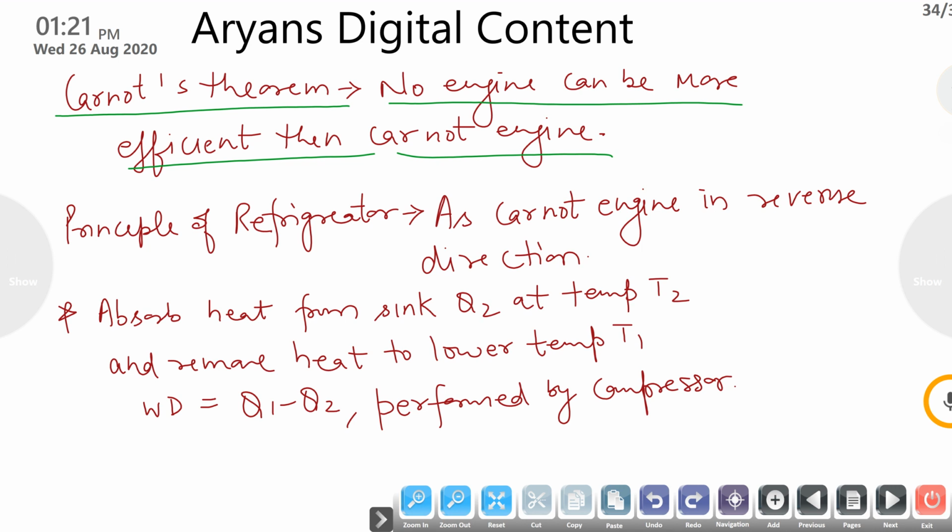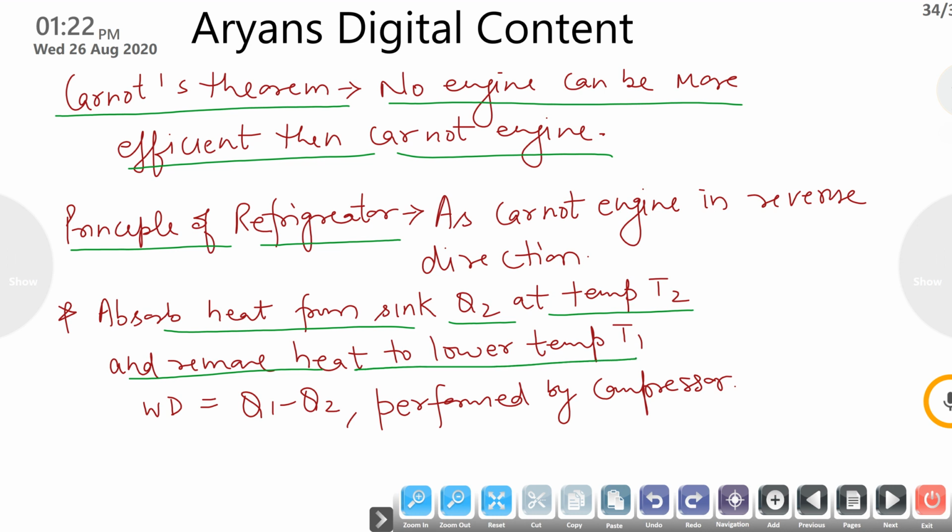Now, the next part is the principle of a refrigerator. It is just the reverse of the Carnot heat engine. In this, heat will be absorbed from the sink, that is, Q2 amount of heat is absorbed from the sink, which is at temperature T2, and this heat is given to the surrounding, which is at the higher temperature T1.